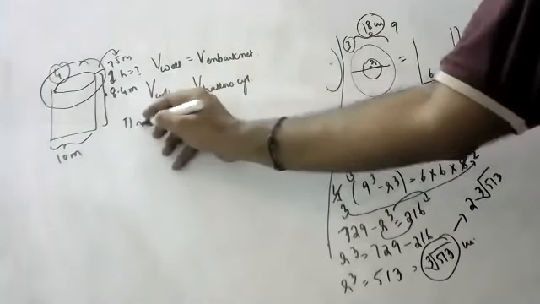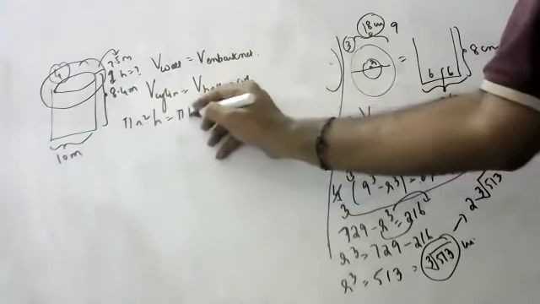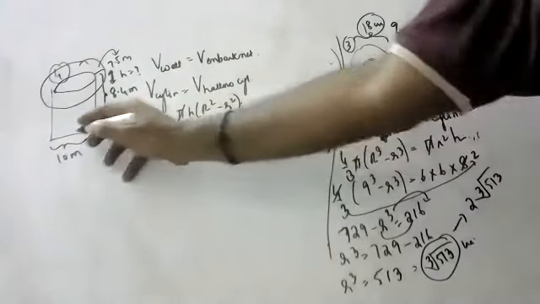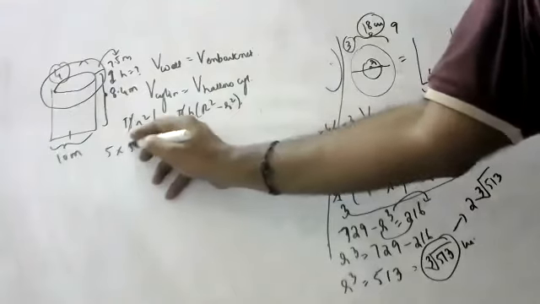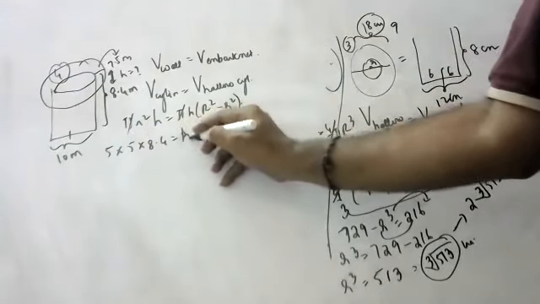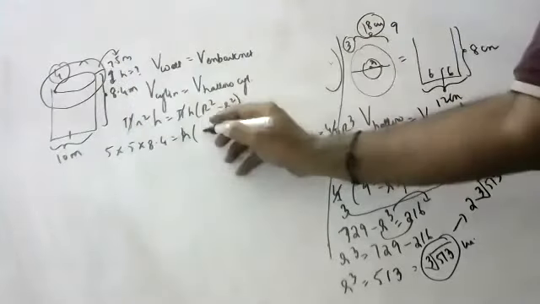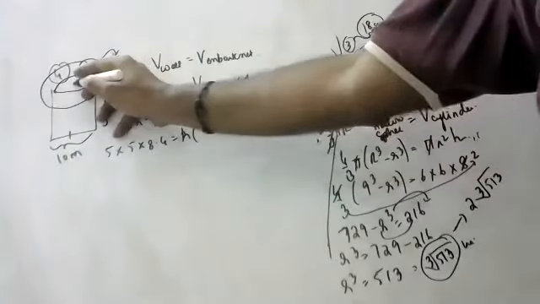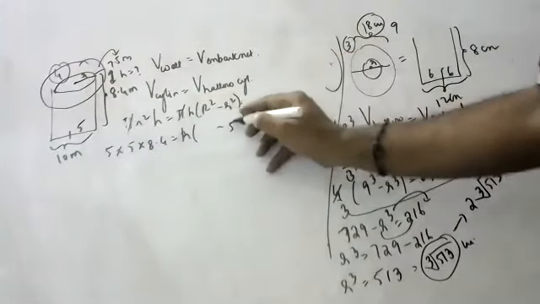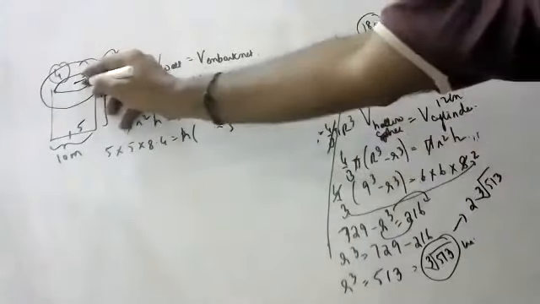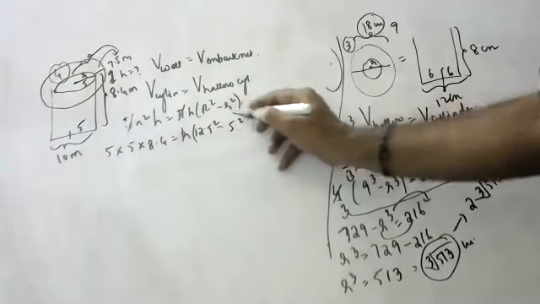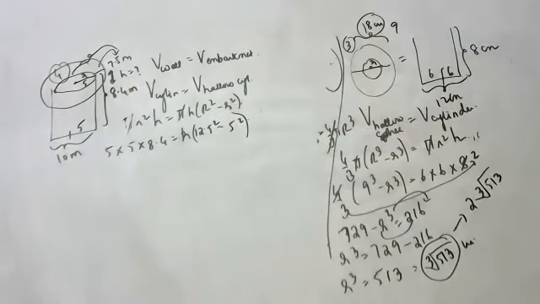Pi r square h is equal to pi h into big R square minus small r square. Pi cancels. 5 into 5 into 8.4 is equal to 8.4 into h of embankment. Smaller is how much? 5. Bigger is 5 plus 7.5, that is 12.5 whole square.